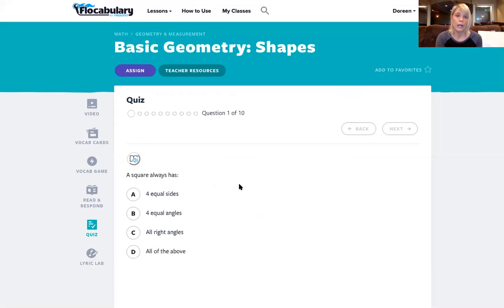Now, just like the vocabulary game quiz, this quiz also you can take over if you don't do well, if I see that you don't do well on it. So again, you go through it. This one will not tell you your score until the end. So I'm just going to go through it really quick. A right angle has how many degrees?